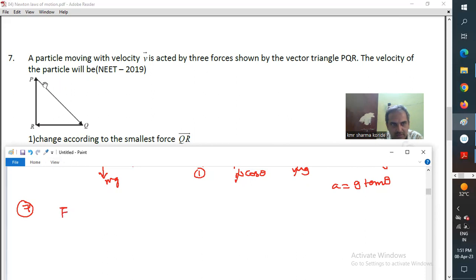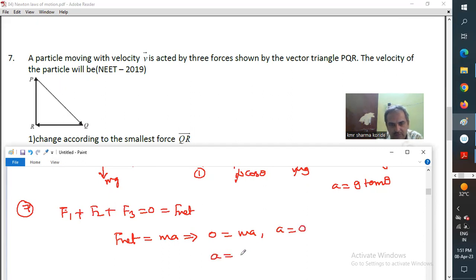So let us say this is F1 acting along PQ, F2 along QR, and F3 along RQ. This is equal to 0. This is also equal to net force. So net force is equal to 0. So get back, net force is equal to Ma. When net force is equal to 0, acceleration will also be 0. So when body is moving with a constant 0 acceleration, body moves with uniform velocity.